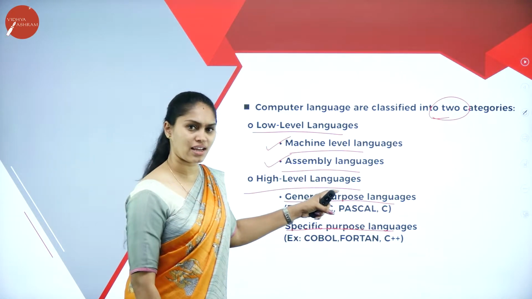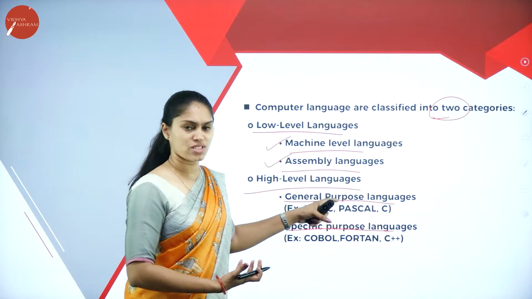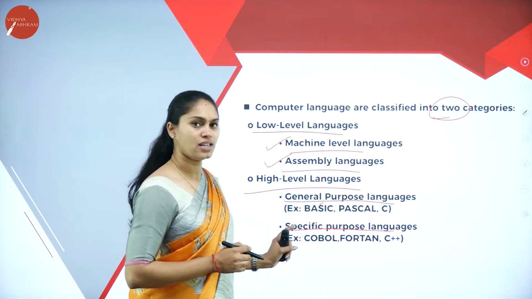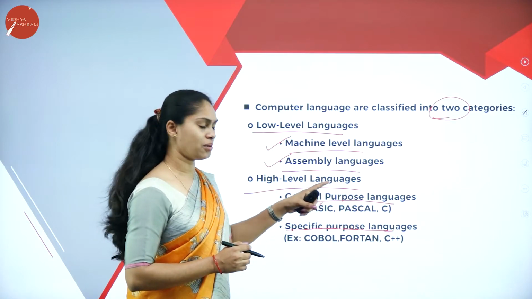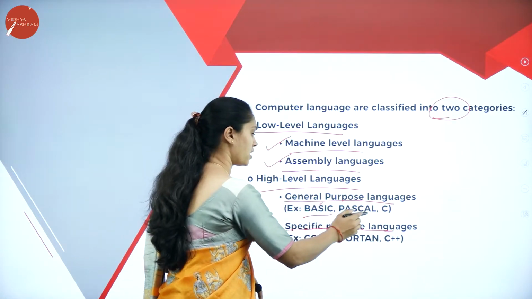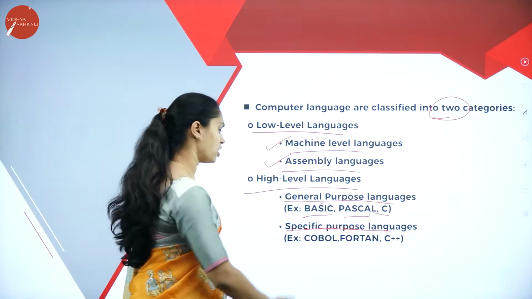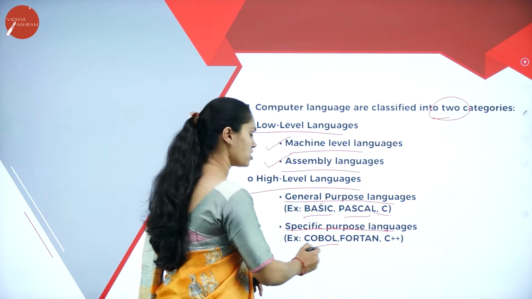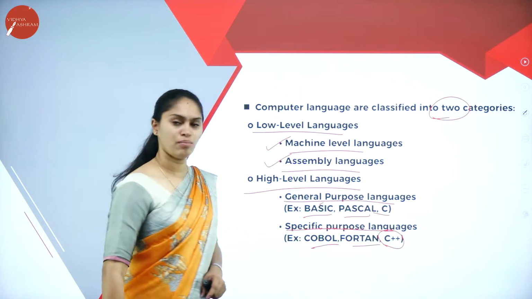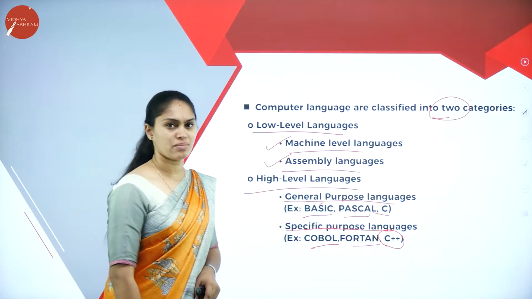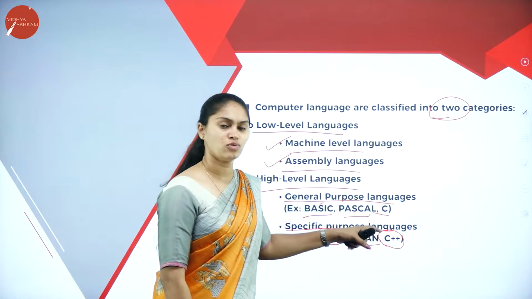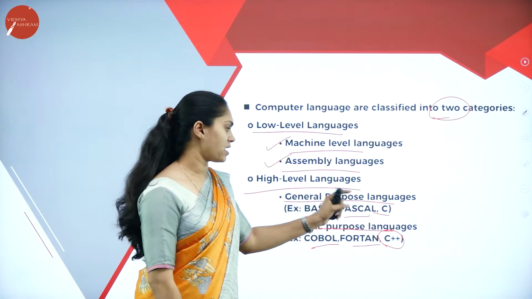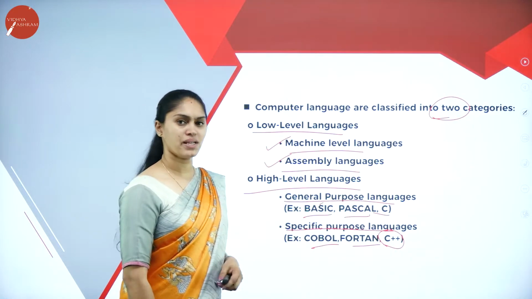In high level programming languages, the languages we use can be based on general purpose language or specific purpose language. If it is general purpose language, that includes BASIC, Pascal and C programming. If you are using a specific purpose language among the higher level programming languages, that includes COBOL, Fortran and C++. COBOL stands for Common Business Oriented Language, and Fortran for Formula Translator. So here also we use BASIC, Pascal and C as general purpose languages.